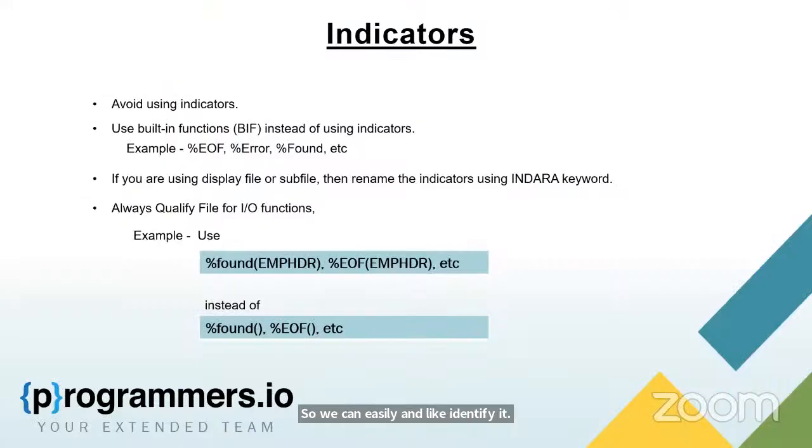Next, qualifying the file name when we are using the built-in functions is very important, because it enhances code clarity and readability. By specifying the file, it becomes immediately clear which data source is being referenced, which reduces ambiguity, especially in programs that may deal with multiple files.